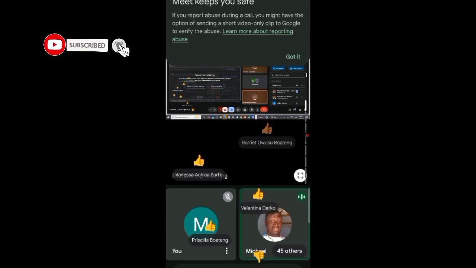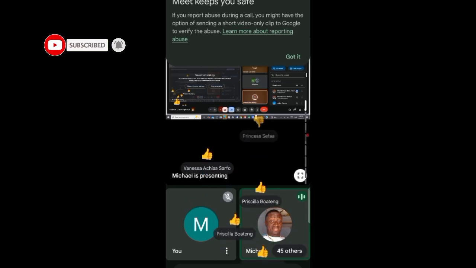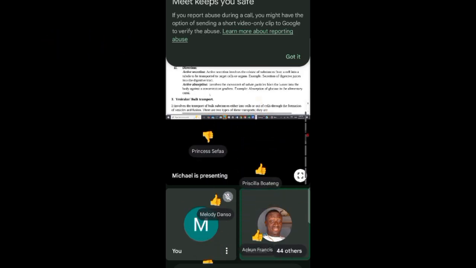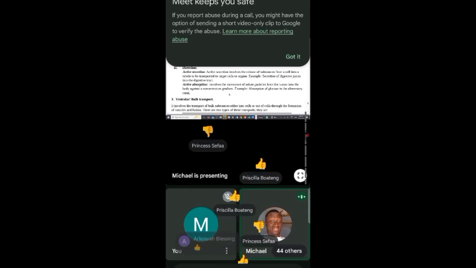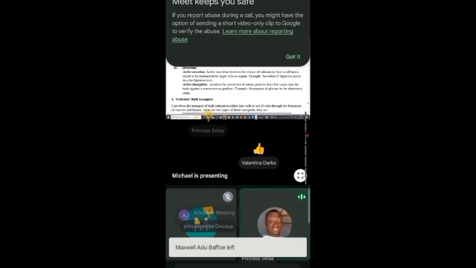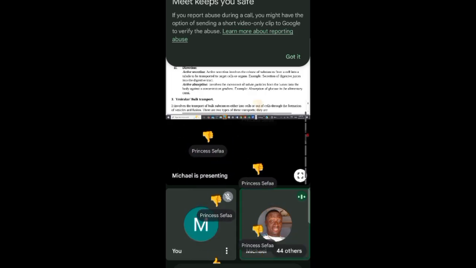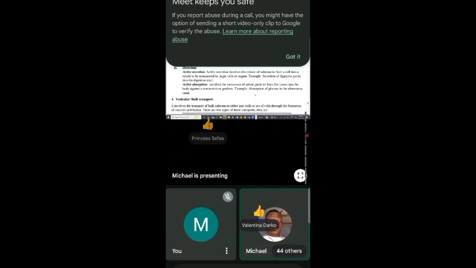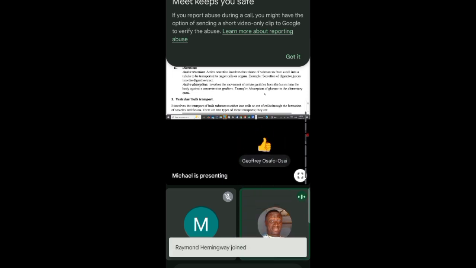So now, active absorption involves the movement of solid particles from the lumen into the body against a concentration gradient. An example is the absorption of glucose in the alimentary canal. That is the assimilation of glucose in the alimentary canal, particularly the intestines, for it to enter the blood for the body to utilize. That is an example of active absorption.